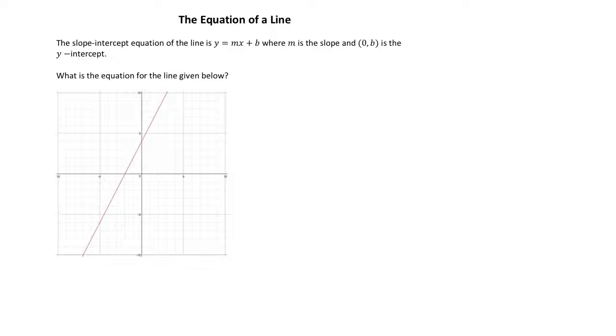Any line can be written in the form y equals mx plus b, where m is the slope and b is the y-intercept. In fact, we call this form the slope-intercept form for a line. If we look at the graph, it's definitely a line, so from this we should be able to determine the y-intercept and the slope if we know a couple of points on the graph.